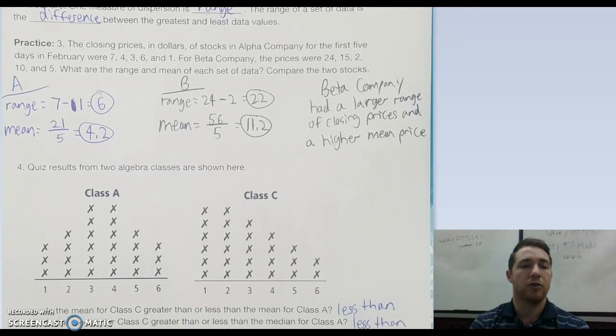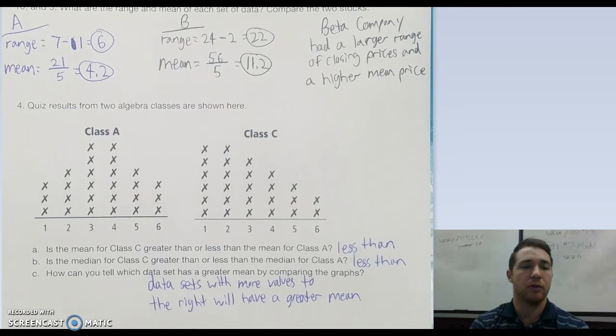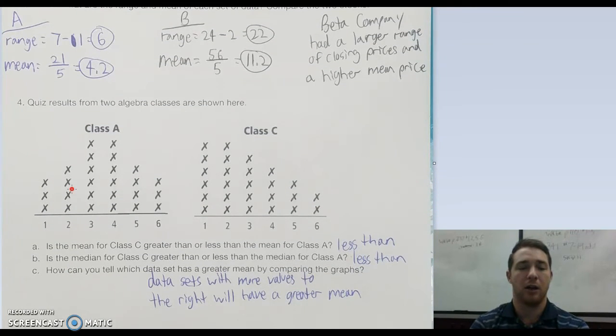So now if we're trying to analyze some quiz results, this time based on, looks like a plot, so we don't really have actual numbers for the data sets. Is the mean for Class C greater or less than the mean for Class A? And I guess, yeah, the scores from 1 through 6.